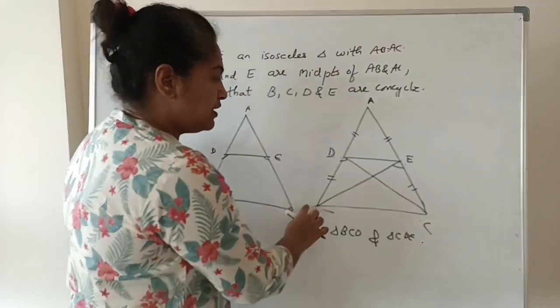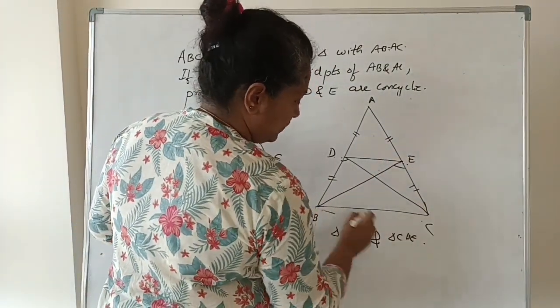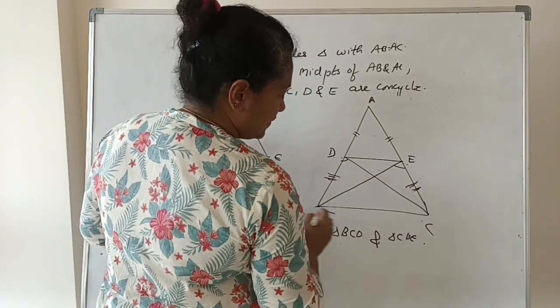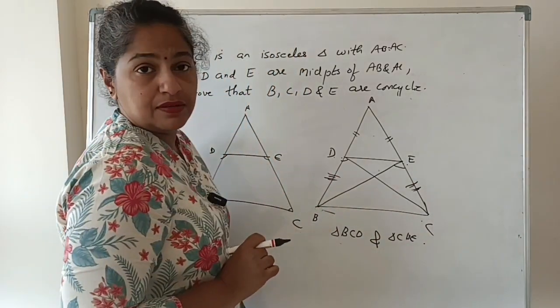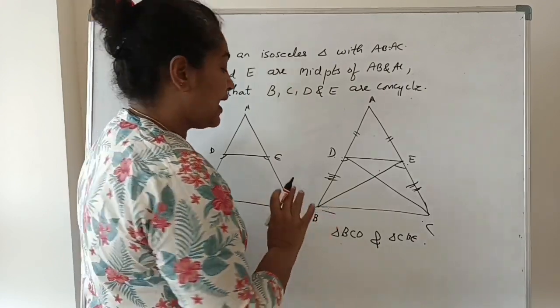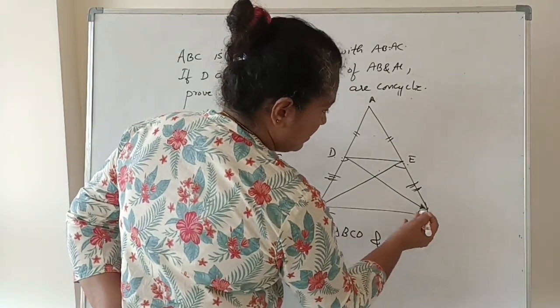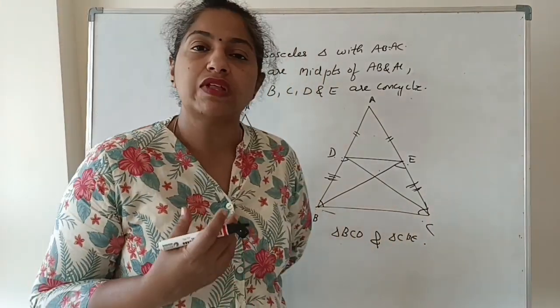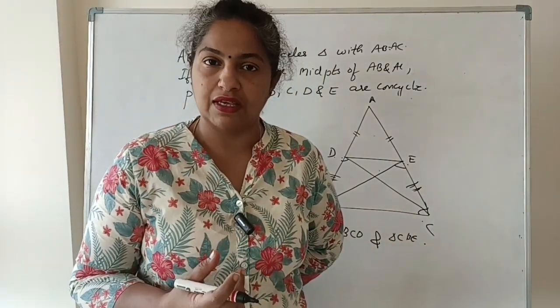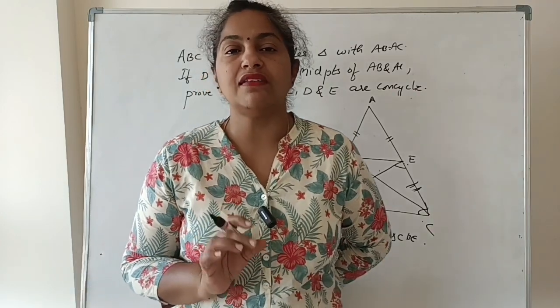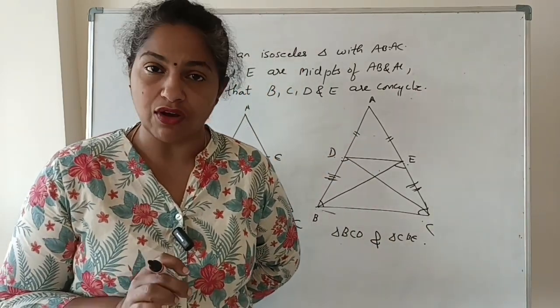Okay, I know that BD is equal to CE. I got one side. I know BC is a common side. Okay, and I also know that angle B is equal to angle C because they are the base angles of the isosceles triangle ABC. So I can say that both the triangles are congruent by SAS congruence.